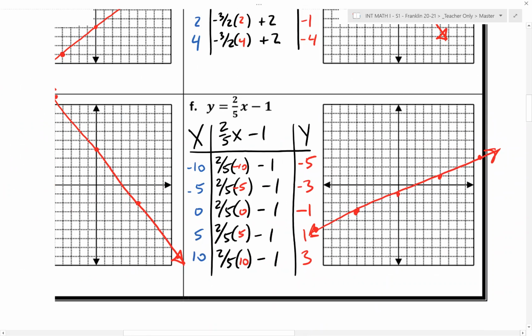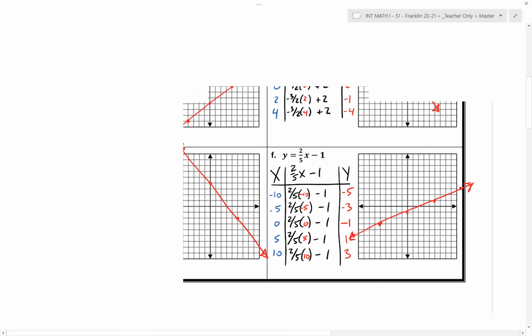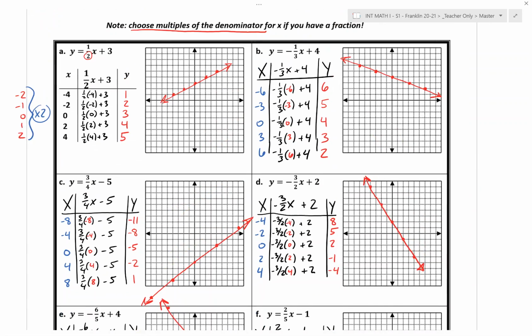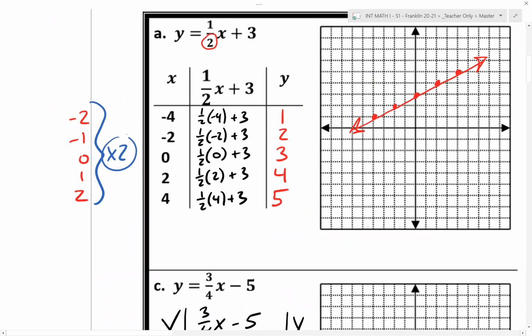So the important takeaway from these notes is to look for the denominator and then use the multiples of that number for the x values. And like I said on example 1, if you have trouble thinking of them, just take our original set of 5 and multiply by the denominator, and that will give you the new set.